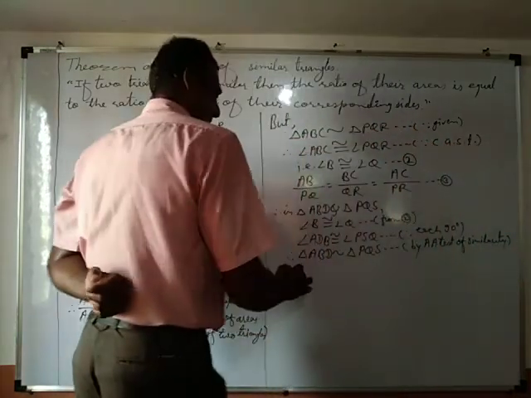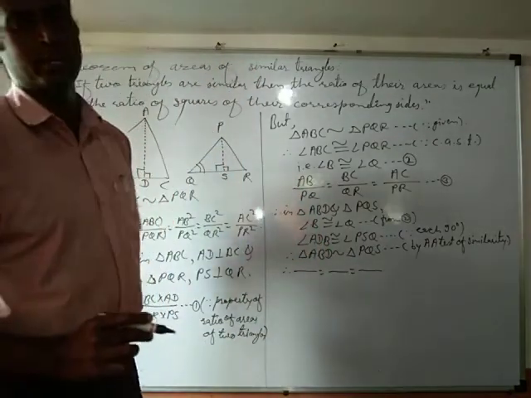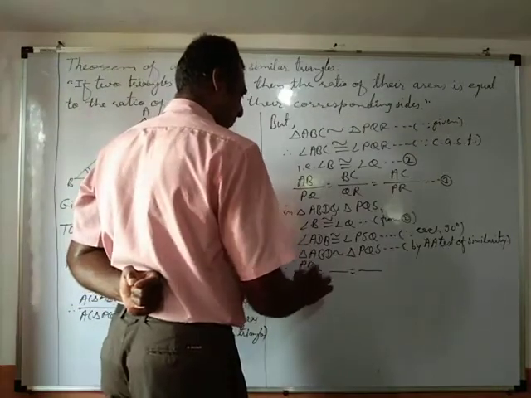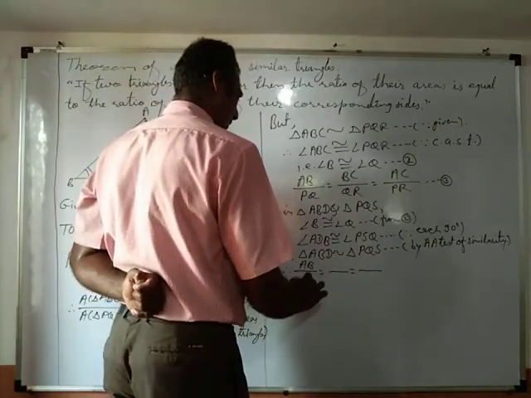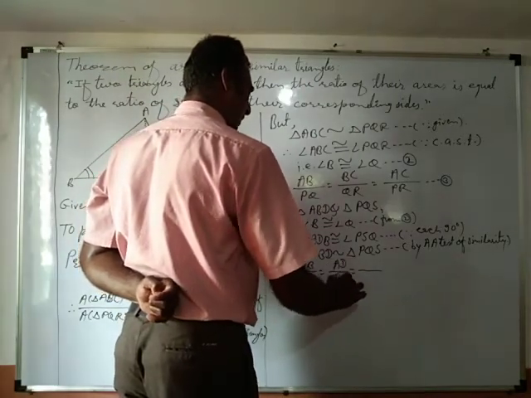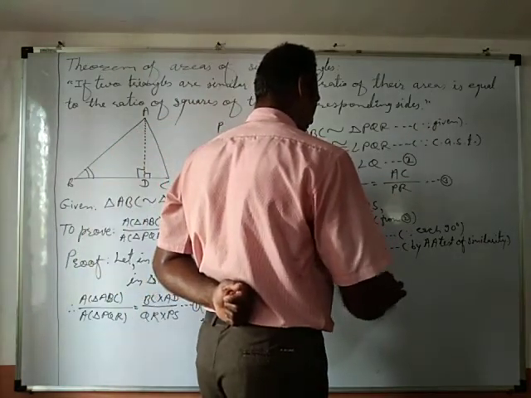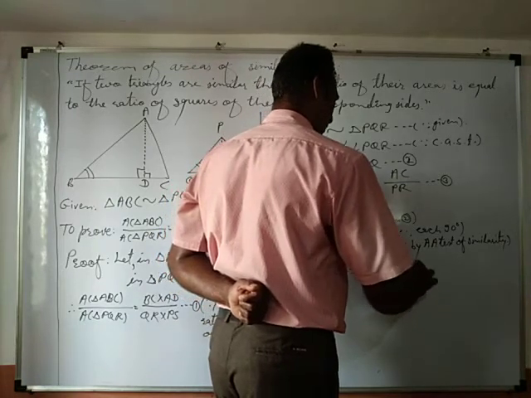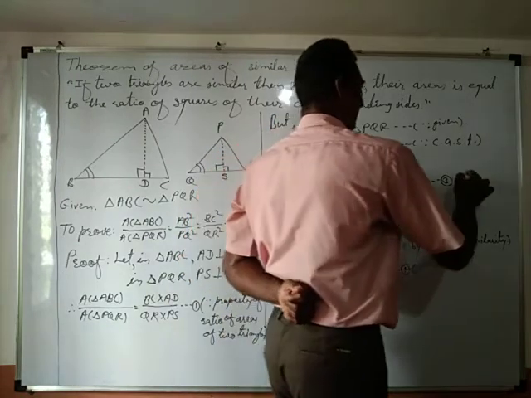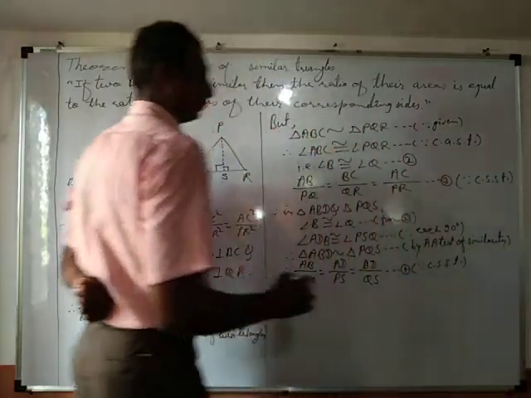Okay, and therefore if two triangles are similar, then their corresponding sides are in proportion and corresponding angles are congruent. Let's mention here AB upon PQ equals AD upon PS equals BD upon QS. Let's call it equation 4, since corresponding sides of similar triangles.